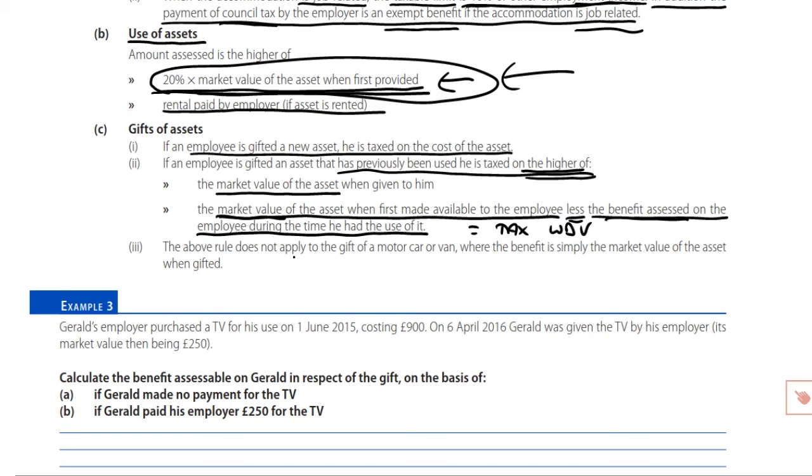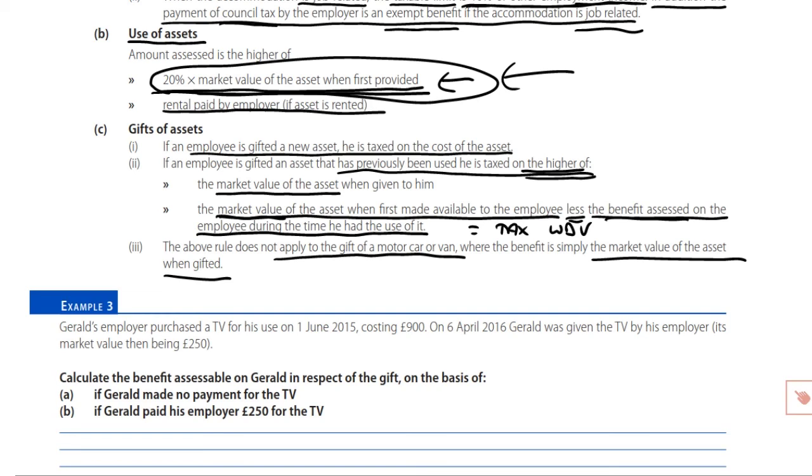These rules do not apply to the gift of either a car or a van, where simply it's the market value of the asset when gifted. That is it, you use that. That assumes an outright gift. Obviously, any price paid by the employee would reduce the amount of assessable benefit. Okay, we've got just one example here to illustrate and to complete this particular session.